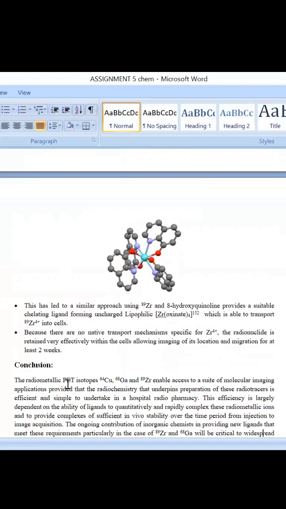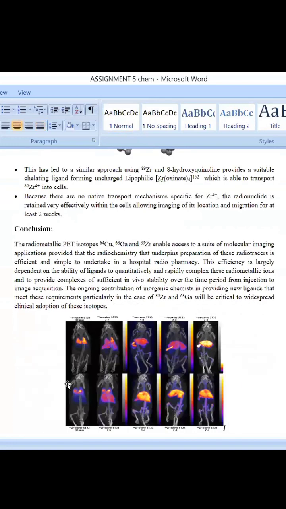Now I am concluding this presentation: the radiometallic PET isotopes of copper-64, gallium-68, and zirconium-89 enable access to the suite of molecular imaging applications, provided that the radiochemistry that underpins preparation of these radiotracers is efficient and simple to undertake in a hospital radiopharmacy. This efficiency is largely dependent on the ability of the ligand to quantitatively and rapidly complex these radiometallic ions and to provide complexes of sufficient in vivo stability over the time period from injection to image acquisition.